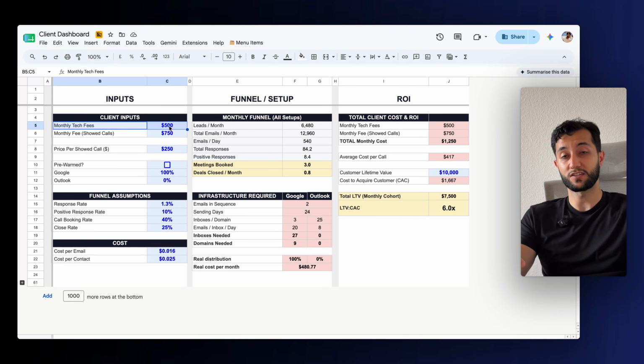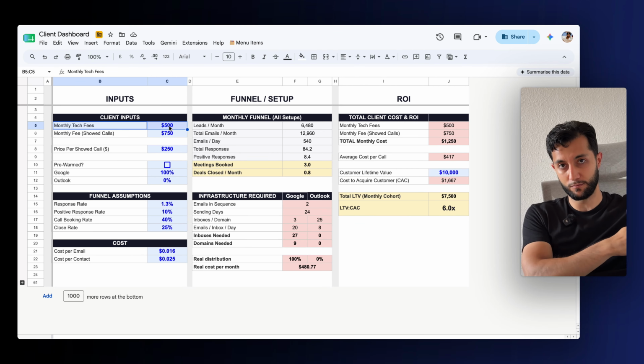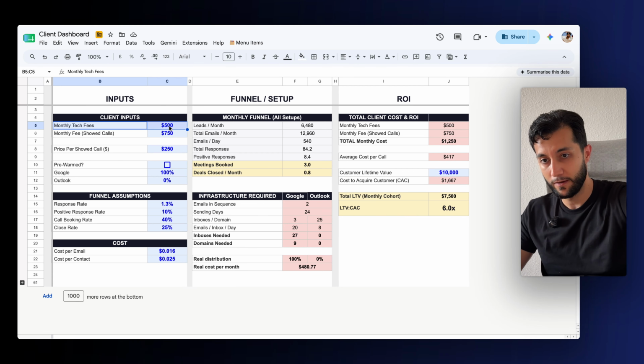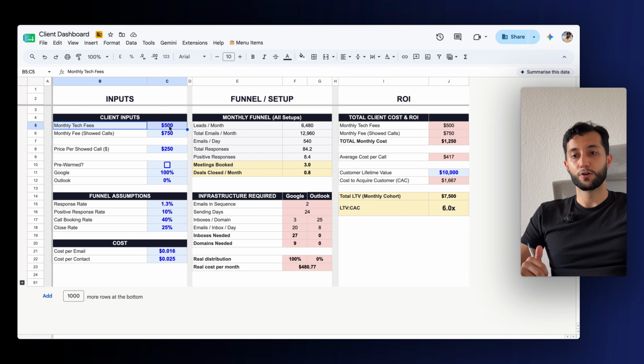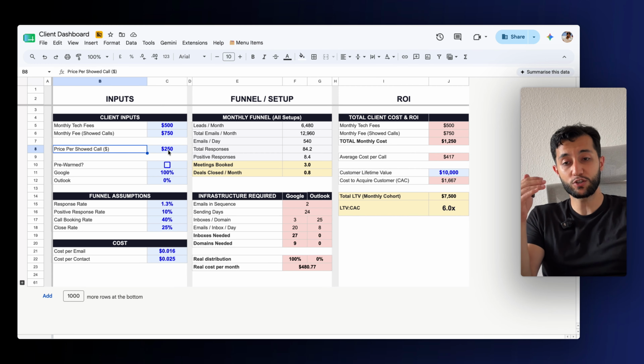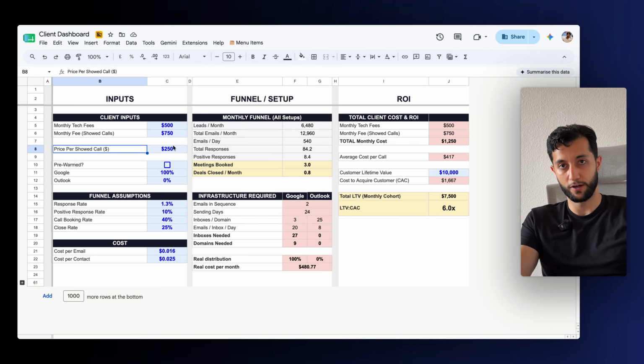But on top of that, you get access to actual enterprise grade infrastructure. You get access to our infrastructure. And on top of that, this is basically everything you have to cover, because we only get paid per showed call. So an actual call that shows up, right? No no-shows. You don't pay for no-shows. You only pay for calls that actually show up.